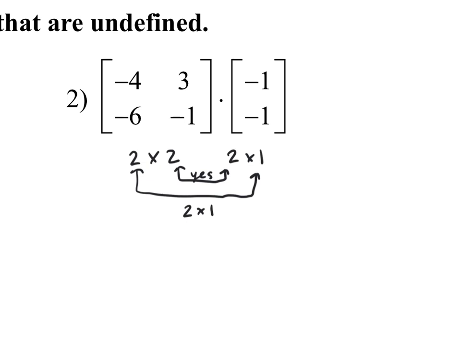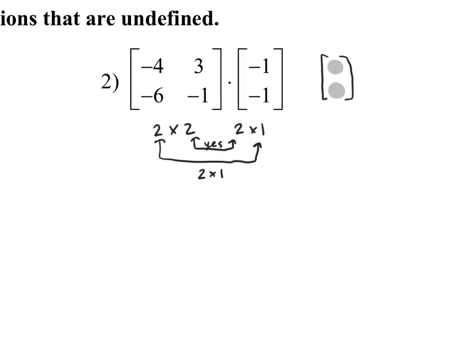So we're going to have 2 rows and 1 column in our answer. I always like to draw what my answer is going to be, so I know I'm looking for 2 numbers here. I have 2 rows and 1 column. So let's go ahead and multiply our matrices. We're going to start with the first row, first column, and that's going to go in our first row, first column spot.